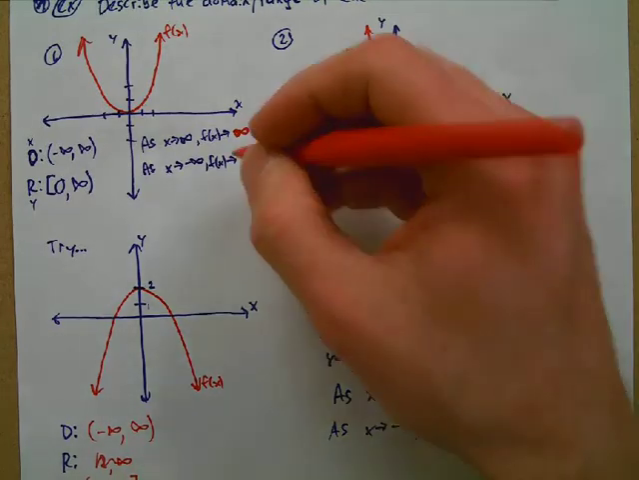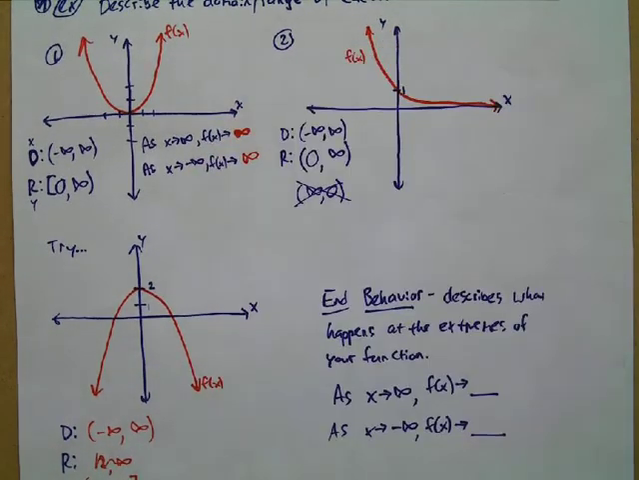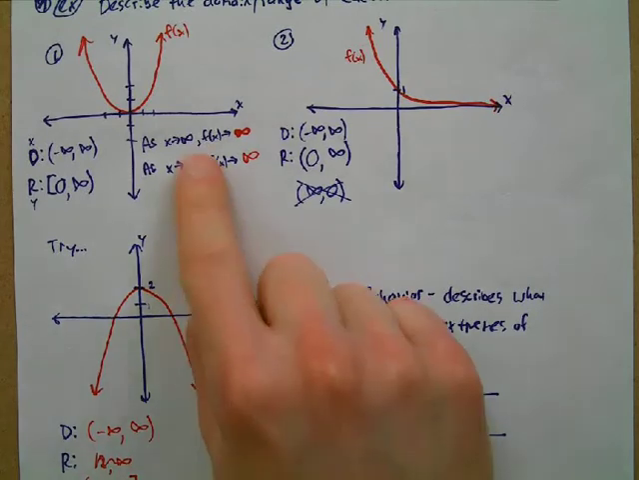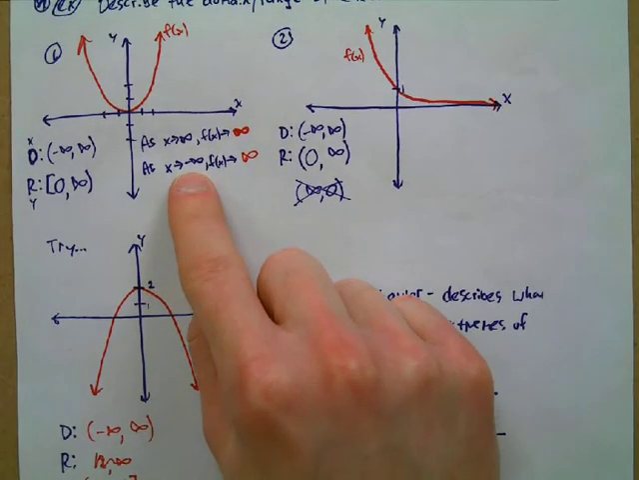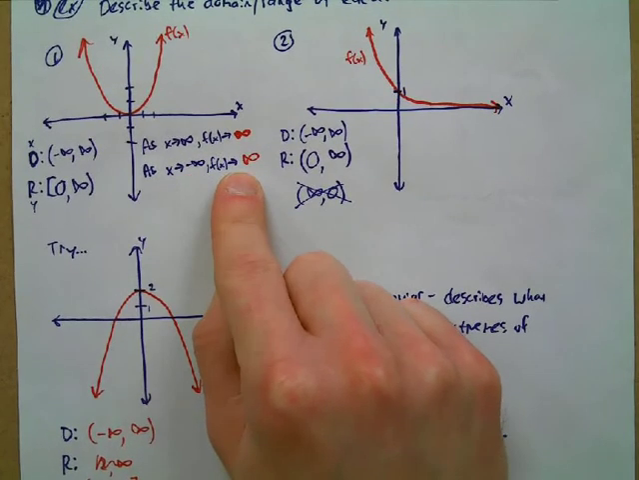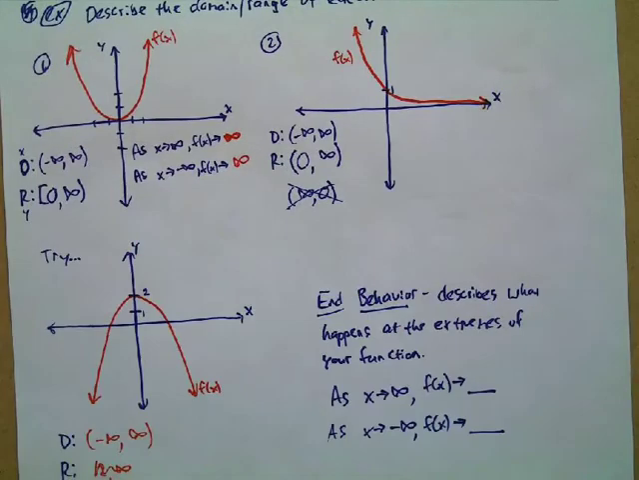Now why is it that they go to infinity on the left side too? As we move along to the left here, right, we hit this arrow. It's pointing up. So the y values are going to go up and up and up to infinity. So x is going to negative infinity, we're going to the left, but the y values are still going to continue to go up because we hit that arrow. Make sense? Okay. Let's try number 2.